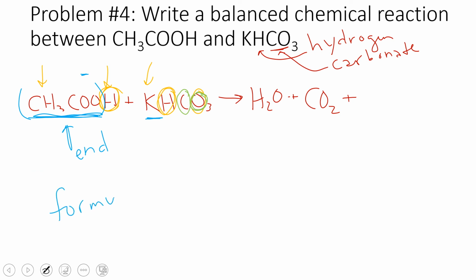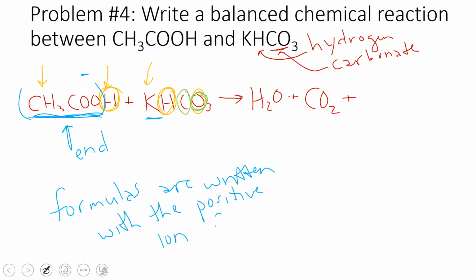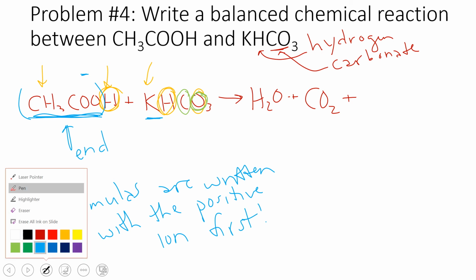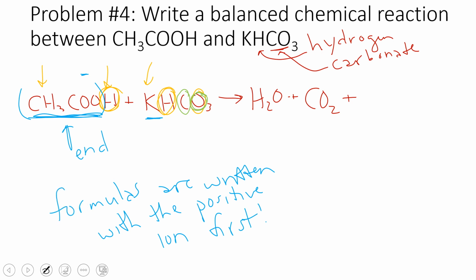Formulas are written with the positive ion first. Right, so we're going to go write that last part of our formula. So this one is going to start with K because that's our positive one. It's in the first column on our periodic table, so K is positive 1. And then we're going to write our second part, CH3COO.